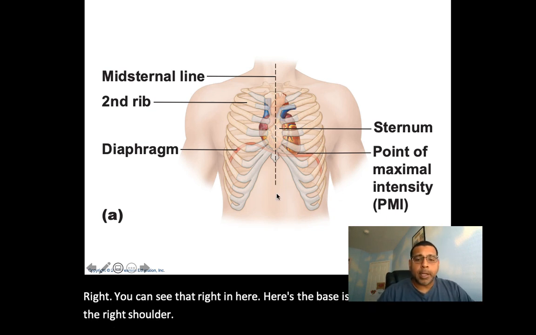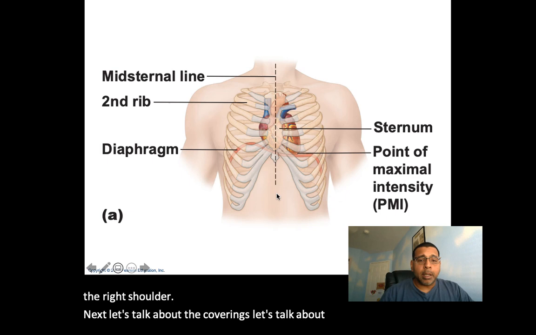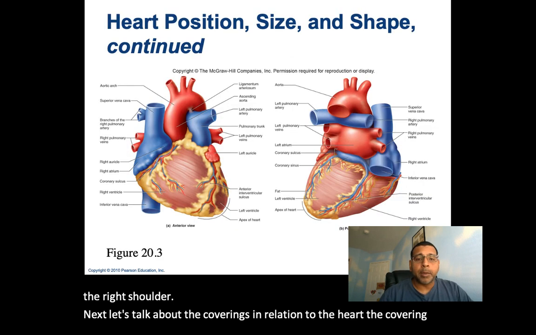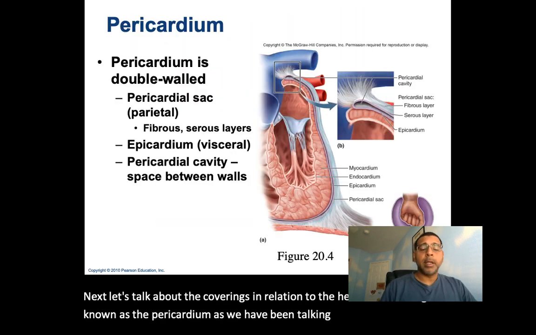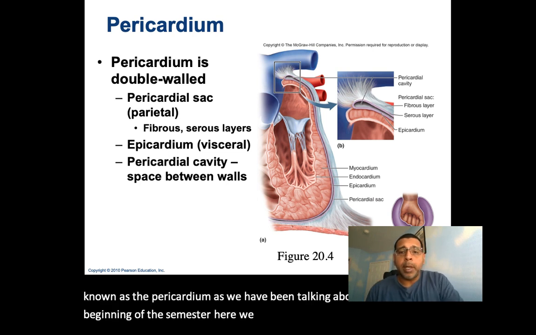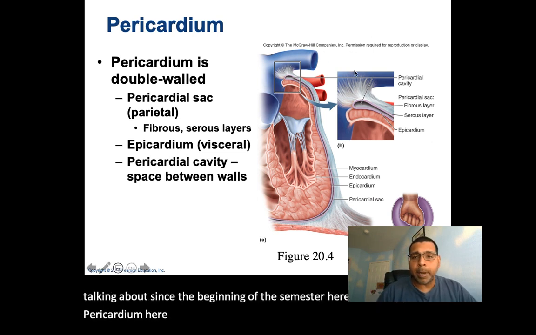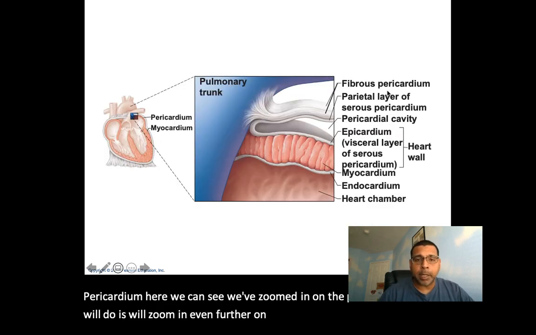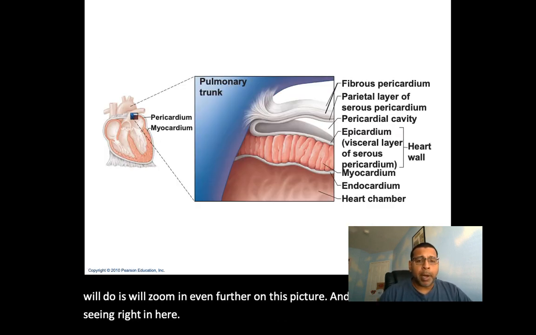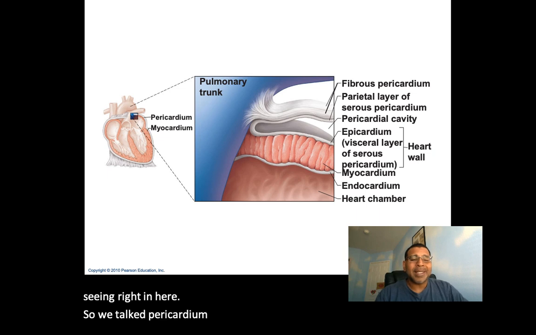Next, let's talk about the coverings in relation to the heart. The covering is known as the pericardium, as we have been talking about since the beginning of the semester. Here we can appreciate the pericardium. We've zoomed in on it, and we'll zoom in even further on this picture, which is what we're seeing right in here. The pericardium is a double-walled sac that encloses the heart.